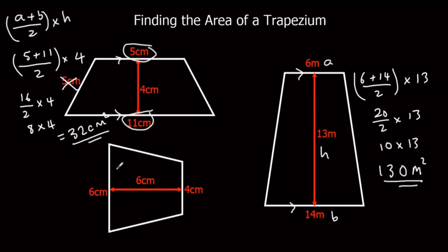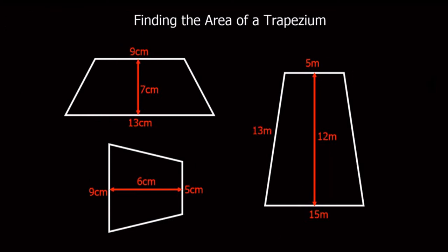And finally here, the shape's kind of twisted around. The two parallel sides are these two, the two running in the same direction. So we'll call those A and B, and we'll call this one H. So it's 6 plus 4 over 2 times 6. 6 plus 4 is 10. Half of 10 is 5, so it's 5 times 6, which is 30 centimeters squared. Okay, pause the video and try these questions. I'll go through the answers after.